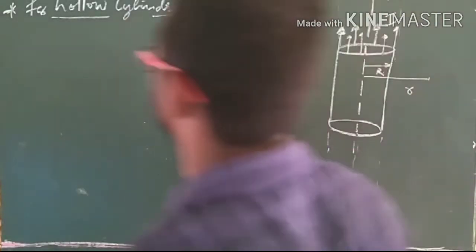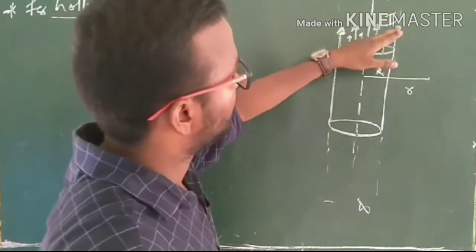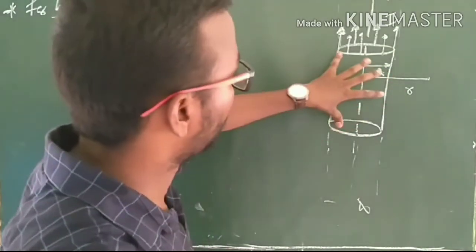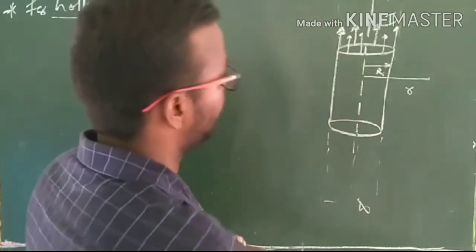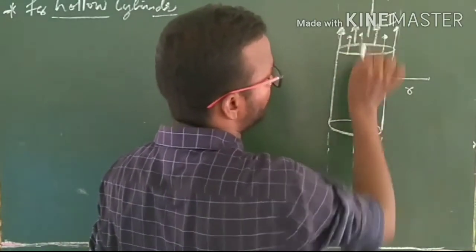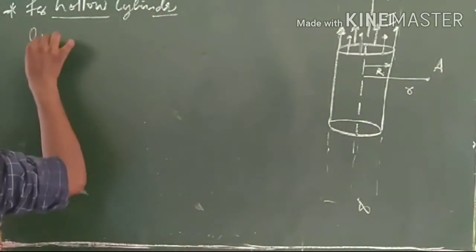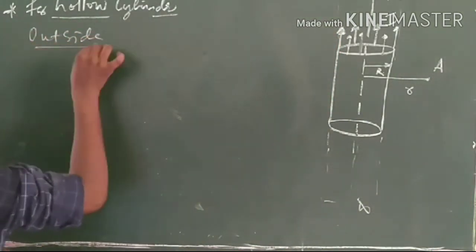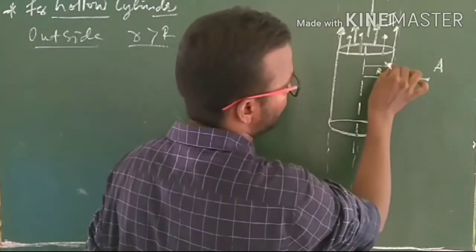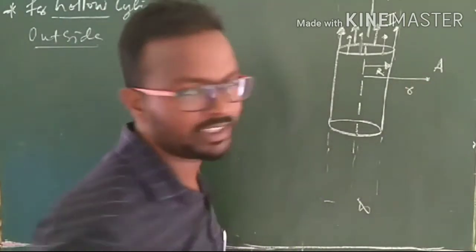For a hollow cylinder, suppose we have a hollow cylinder which is infinite, and current I flows through the surface, not within, over the surface. That means this is the direction of current, flowing over the surface of a hollow cylinder. Clear? There are also 3 points. Point A is the outside point, that means r is greater than R, where R is the radius of the hollow cylinder, and at this point we have to find the magnetic field.